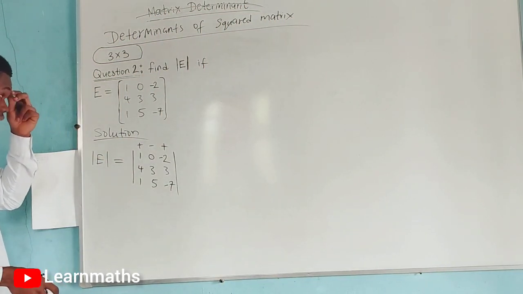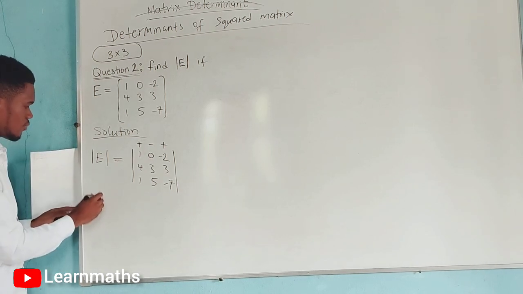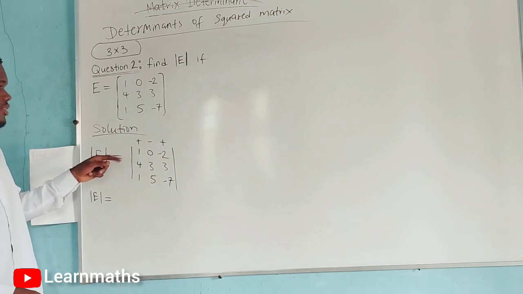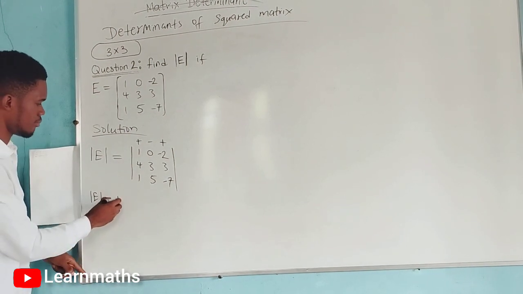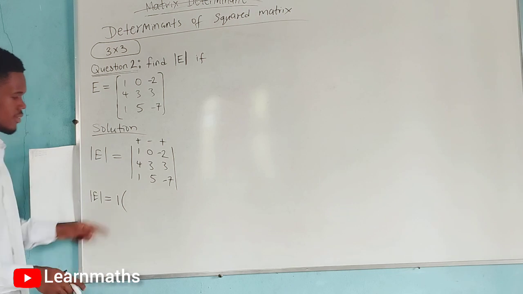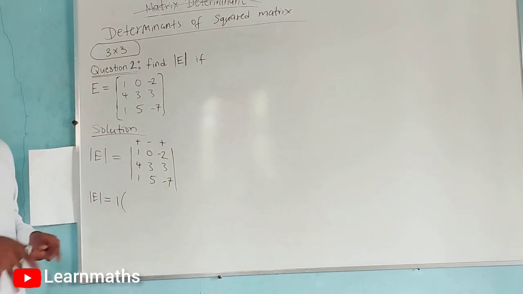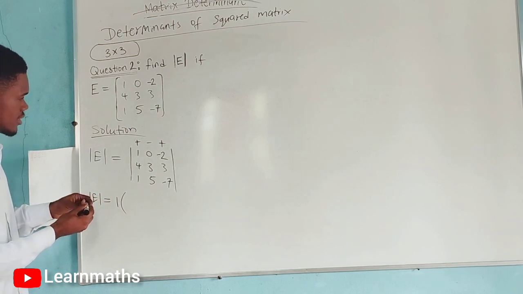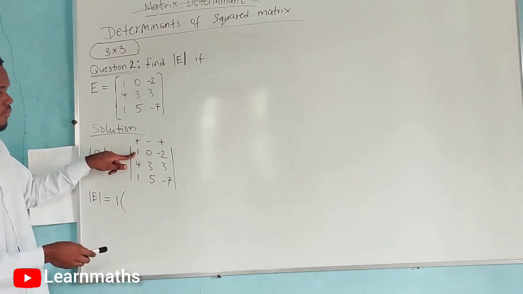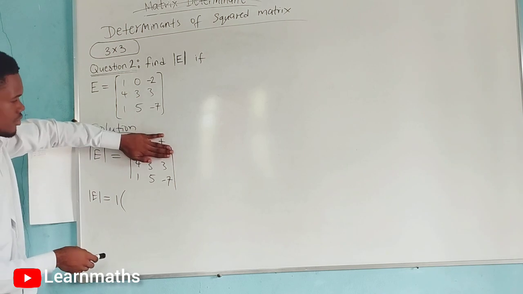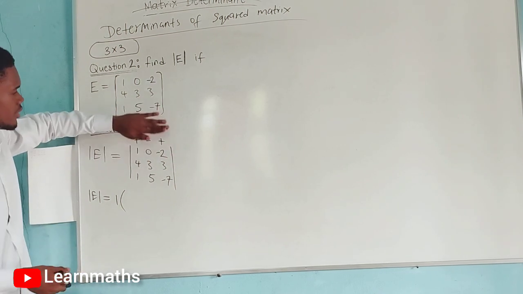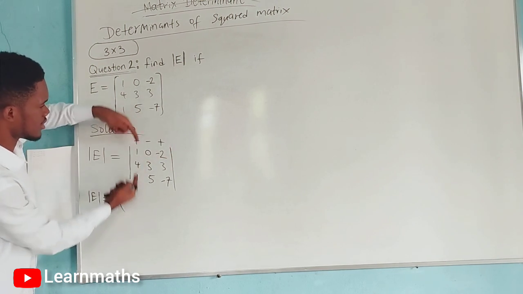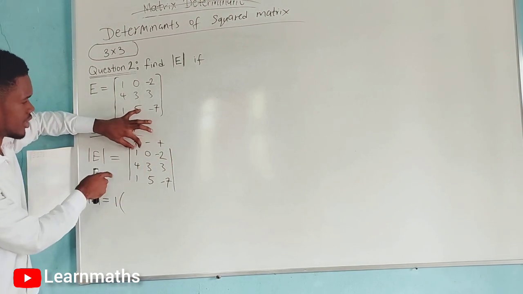Plus, minus, plus. And then we take into consideration the first number, which in this case is positive 1, right? Positive 1 times what we're going to have in the bracket, the determinant of a 2 by 2 matrix. And how are we going to get that 2 by 2 matrix? You see this one here? It's located at the intersection between the first row and the first column.